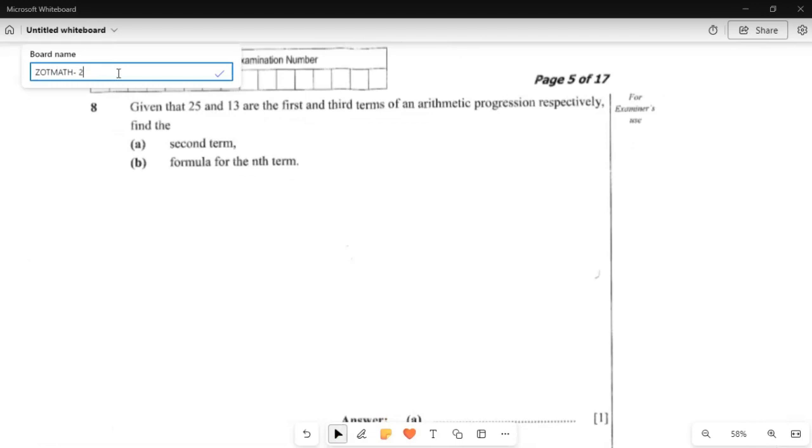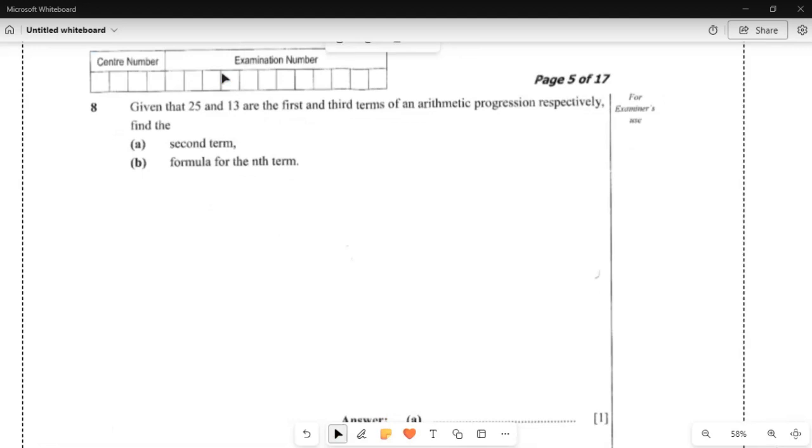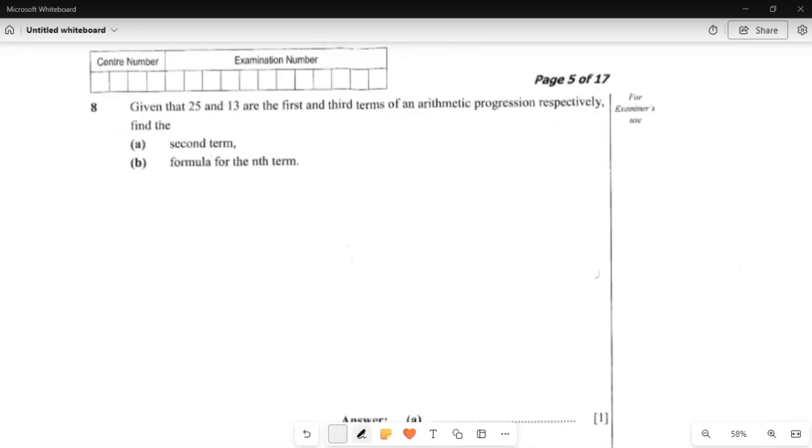Okay, so this is 2023 paper 1, and whatever, it doesn't matter, the series. Given that 25 and 13 are the first and third terms of an arithmetic progression respectively, find a, the second term. Are you guys able to read clearly what is on this board? Yes. Okay, good. All right, so let's just start writing there.